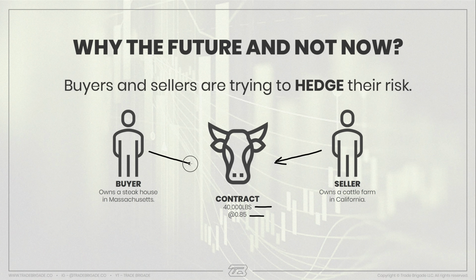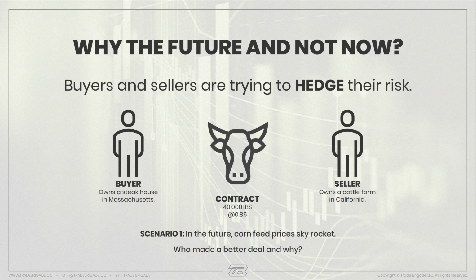The buyer says, you know what, I like that deal as well. I think that's going to be great for me and my business. I'm going to agree to buy those 40,000 pounds of beef at 85 cents per pound. Now, two things can happen as we go into the future. Remember that this deal is happening at a later date in time, and not right now.